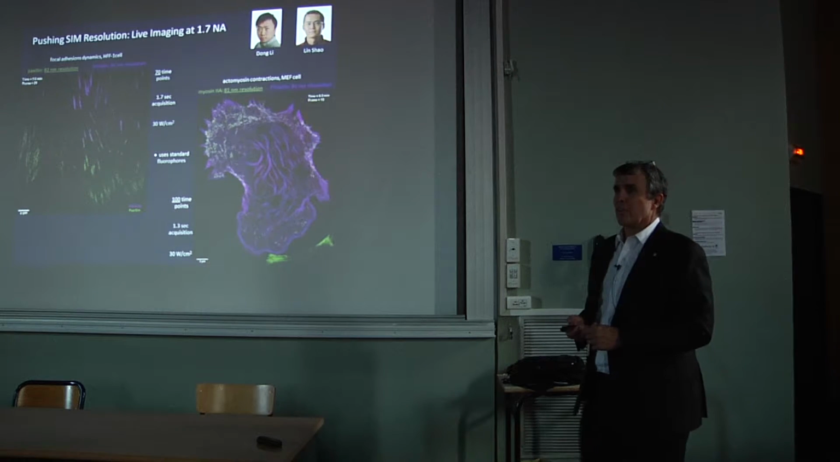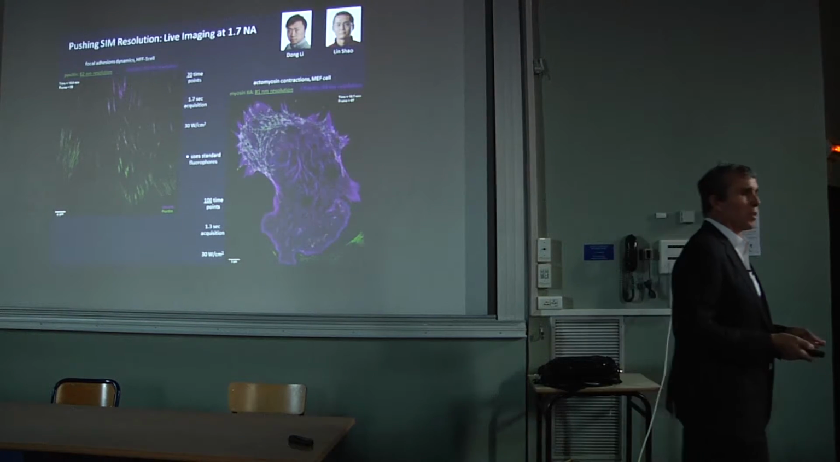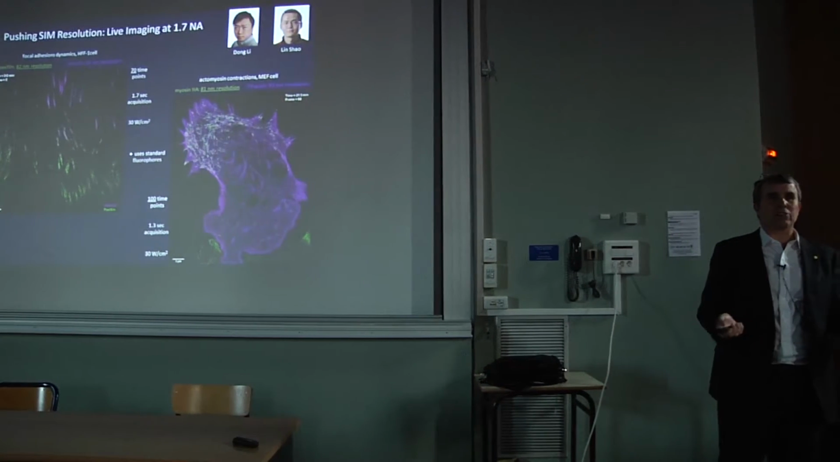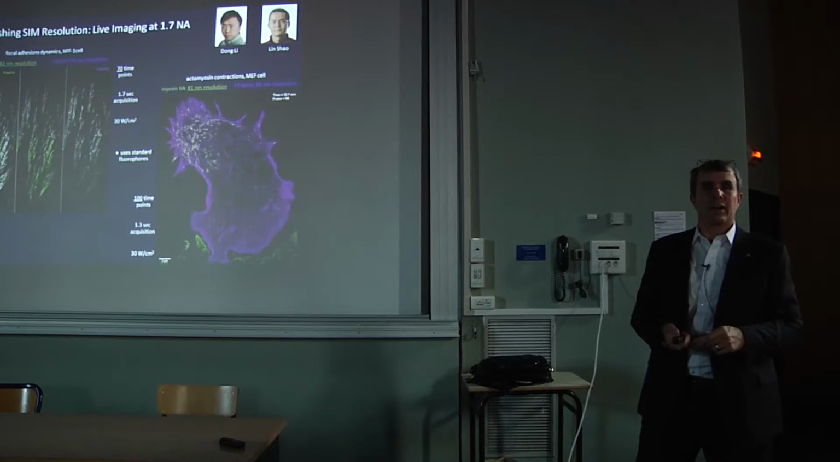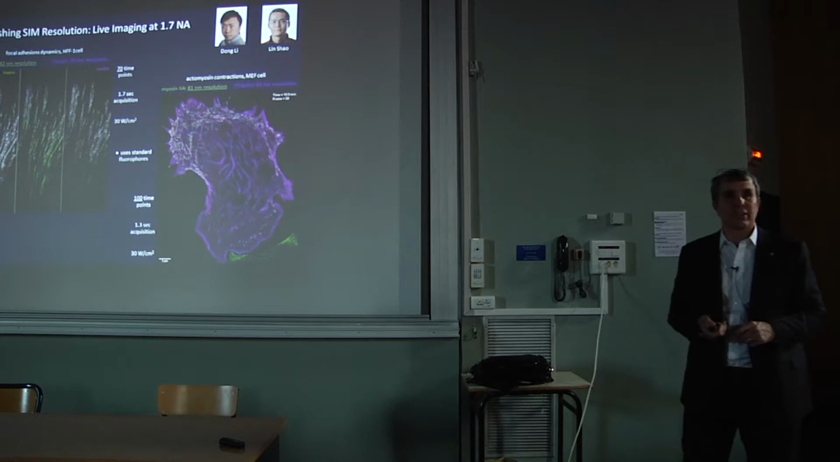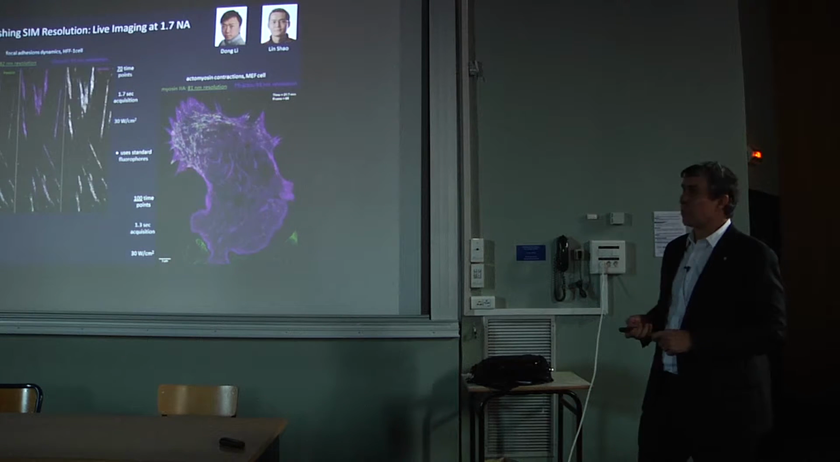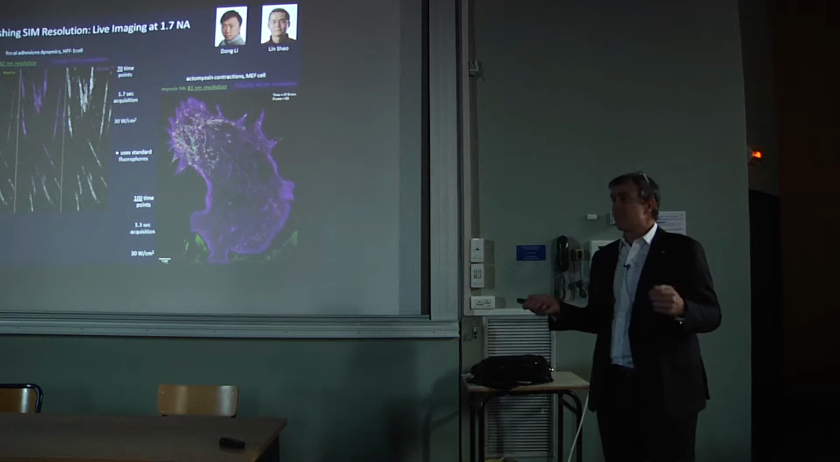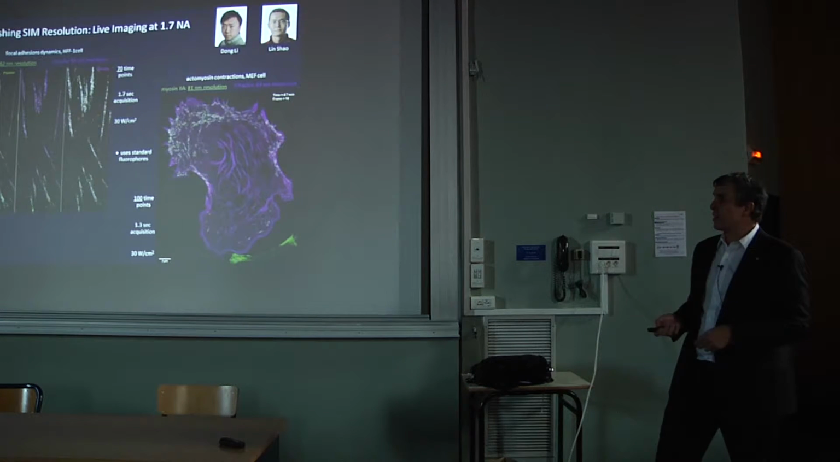So if the criticism of SIM has been that it's only limited to 100 nanometers, or a factor of 2 in resolution, what can we do to try to improve upon that? The simple thing we can do is just increase the numerical aperture of our lens. So Olympus sells a lens at 1.7 NA that we can use in TIRF, which extends the resolution in the green channel from 100 nanometers to 80 nanometers.